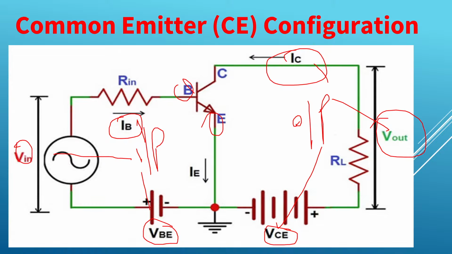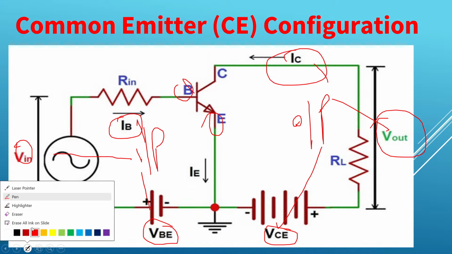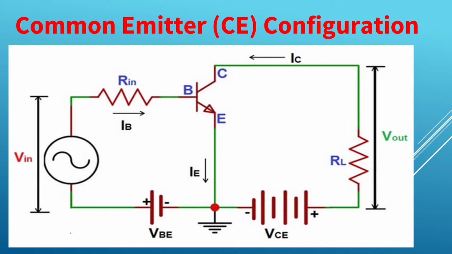This common emitter configuration usually provides great gain properties. It is the most commonly used configuration among these three configurations. What are the three configurations? Common base configuration, common emitter configuration, common collector configuration. Among these three, the most commonly used configuration is common emitter configuration. So here the emitter is shared by both input and output terminals.